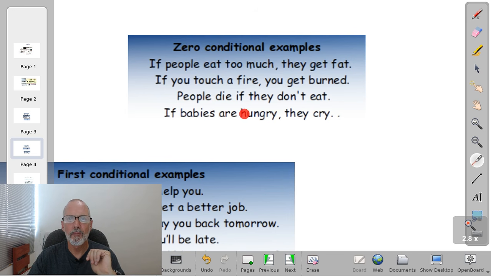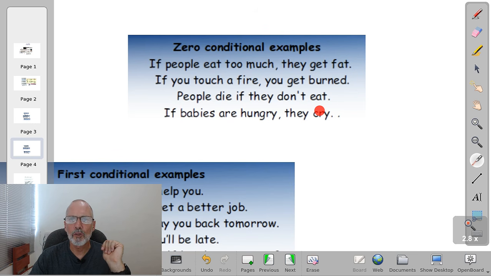If babies are hungry, they cry. All of these are examples of the zero conditional. They're things that are always true. If this happens, this happens. Well, maybe this one isn't always true. It depends on the person, I suppose. But the verb here is in the present. Eat, get. Touch, get. Die, don't eat. Negative present.